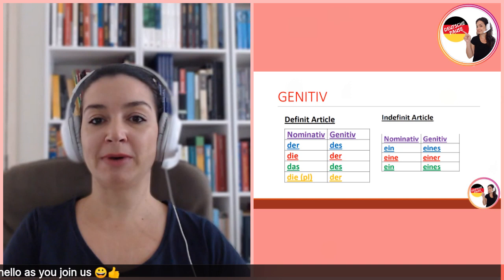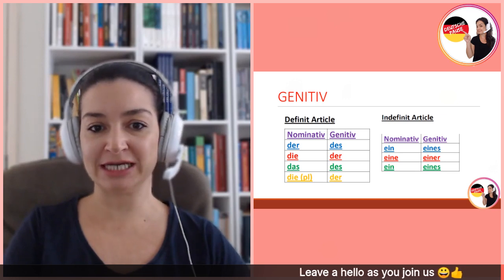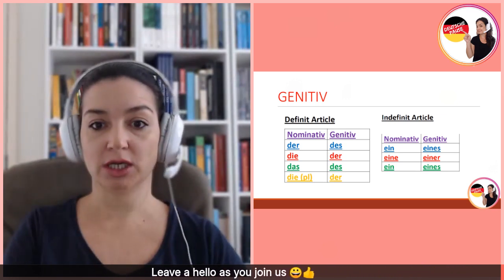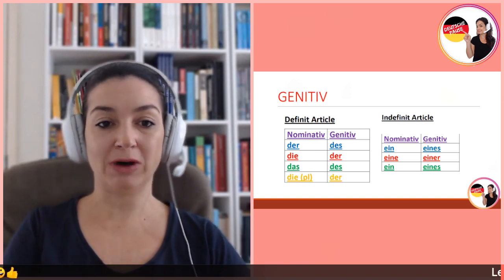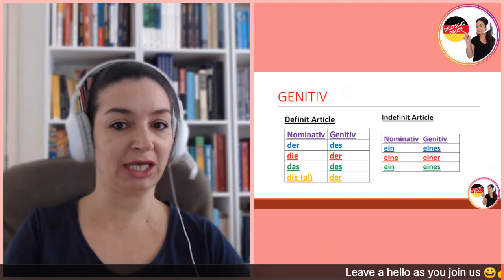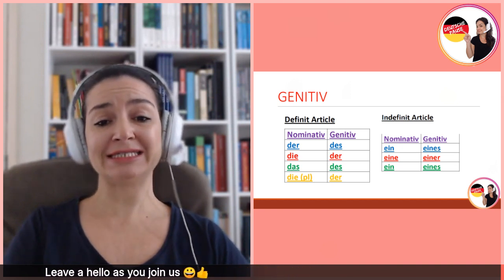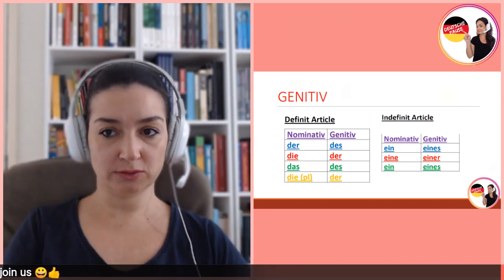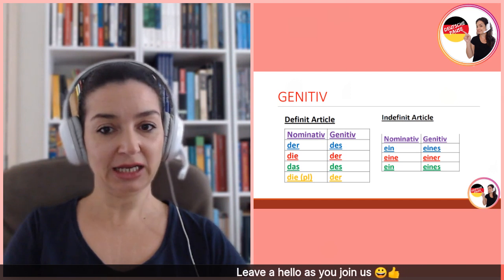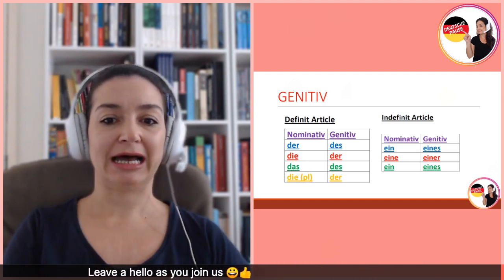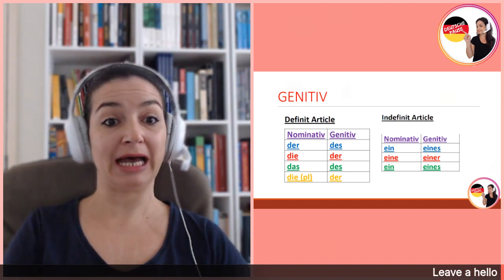And then if we are talking about indefinite articles, so der, die, das is basically the in English, and ein is a in English. For example, a house, ein Haus. And then the indefinite article, when it becomes genitive, ein is going to become eines, eine will become einer, and ein is going to become eines.